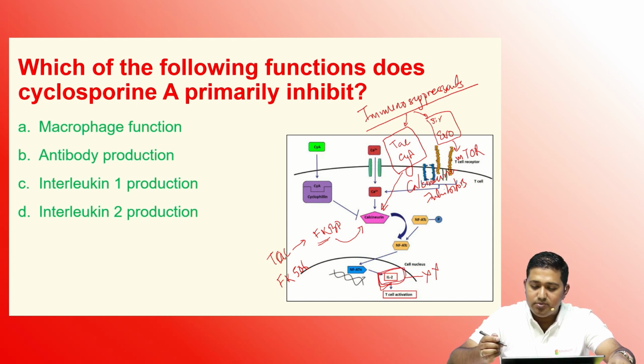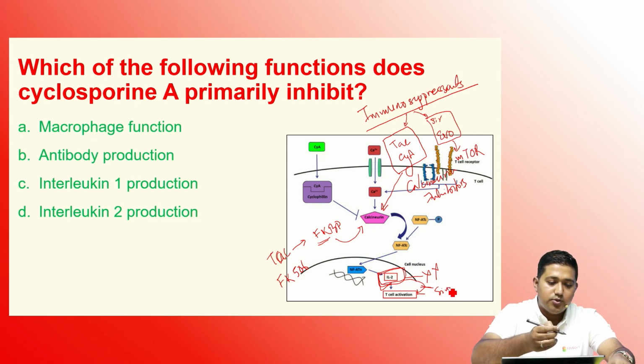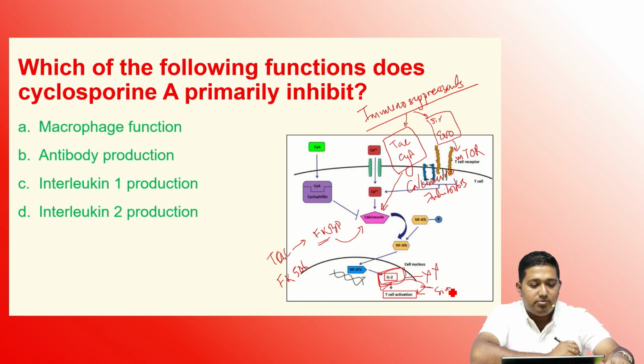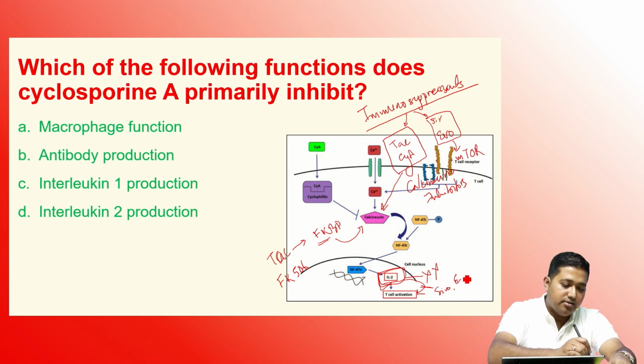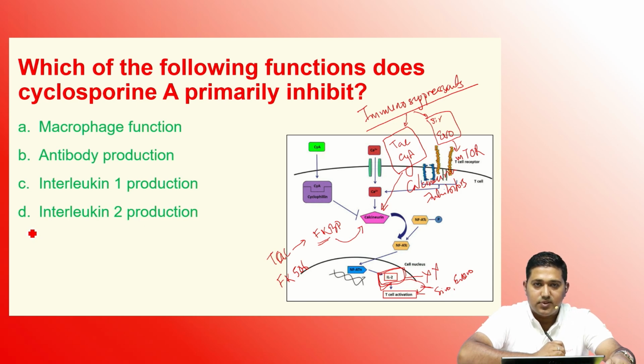Whereas sirolimus and everolimus come into play after the production of interleukin 2, which causes T cell activation. This part is inhibited mainly by sirolimus and everolimus. In our question, we have 4 options: macrophage function, antibody production, interleukin 1 production, and interleukin 2 production. And our answer here would be interleukin 2 production. I hope we are clear with this question. So let's move towards our next question.